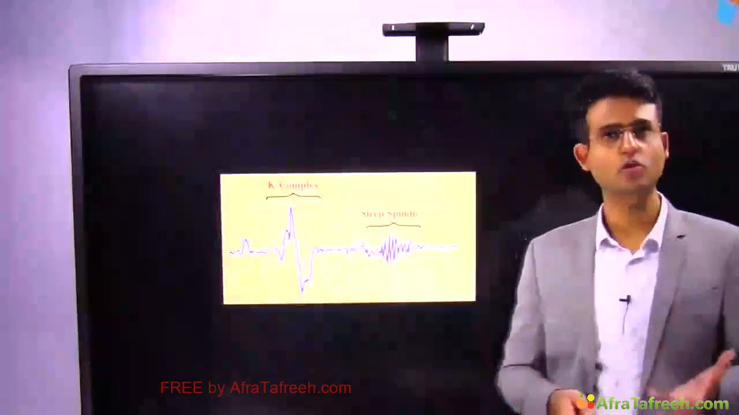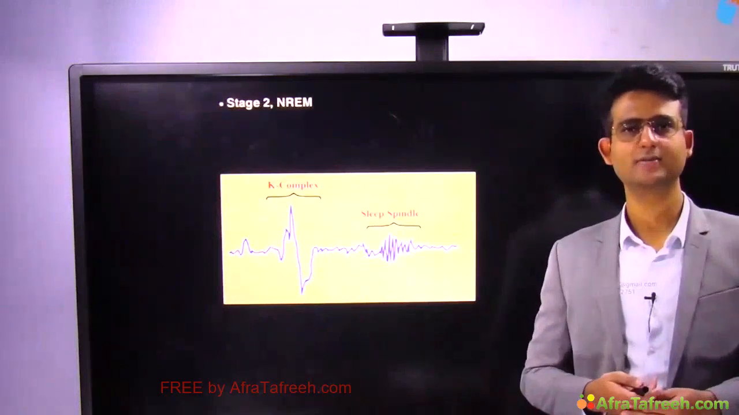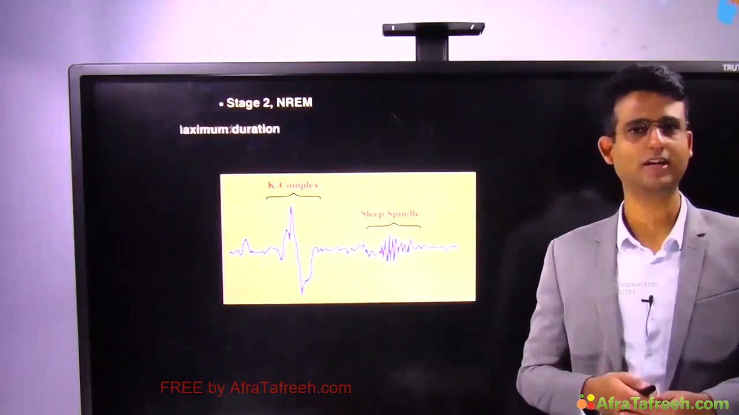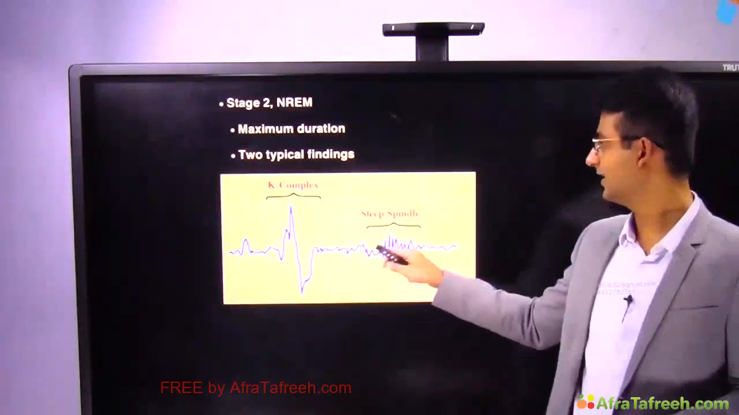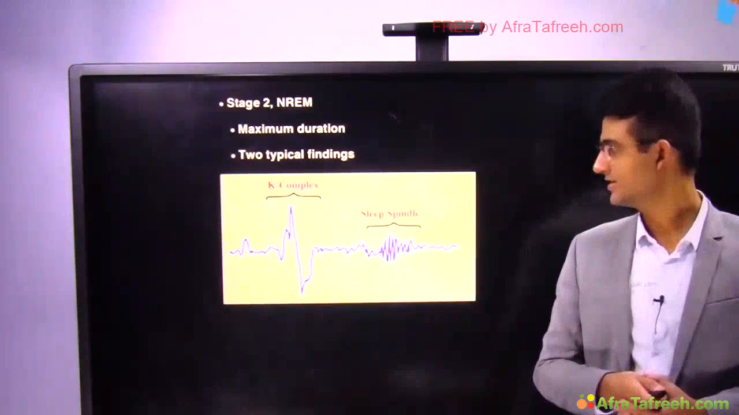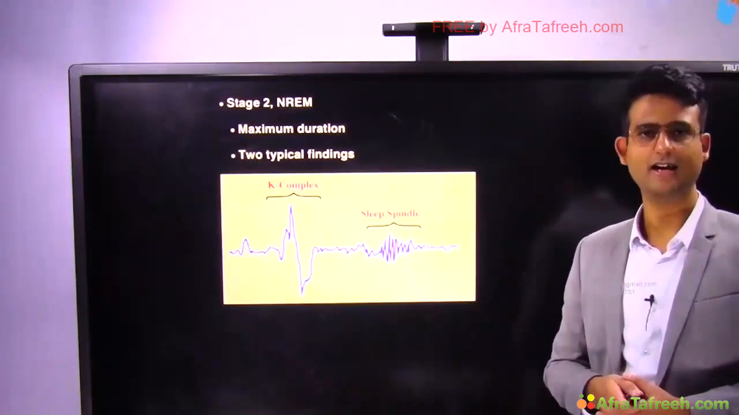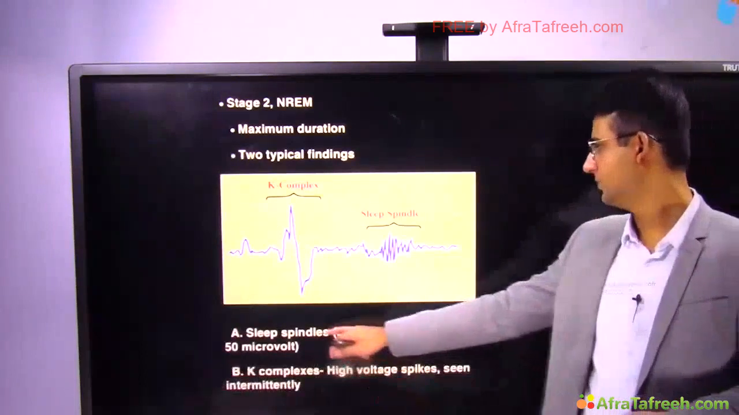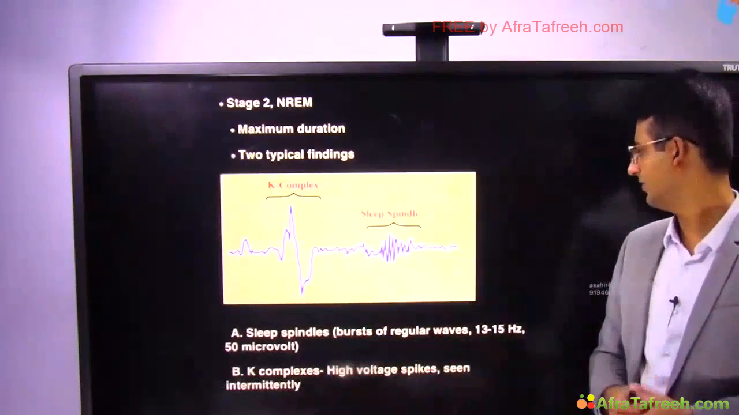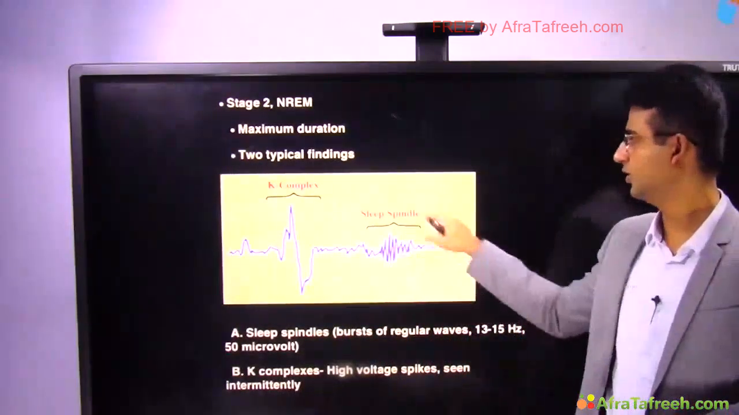Now, after that, you go into stage 2 NREM sleep. Stage 2 NREM sleep is characterized by two things. There are two typical findings. The first one is what is called sleep spindles. Now, these sleep spindles are basically a regular rhythm and the frequency is somewhere around 12 to 15 hertz, right? A sleep spindle is a burst of regular waves. The frequency is around 12 to 15 or 13 to 15. This is what they look like.